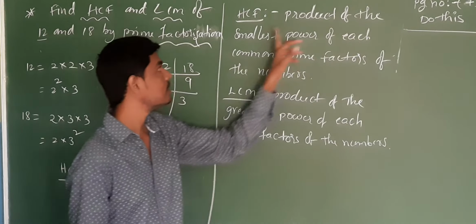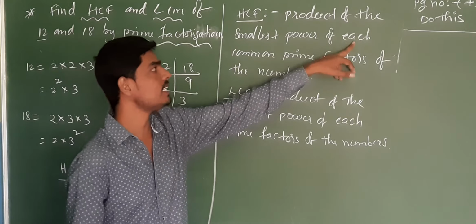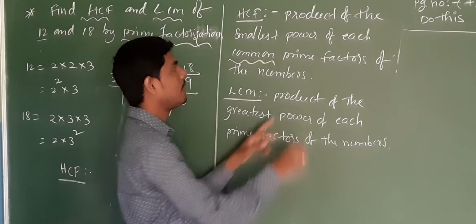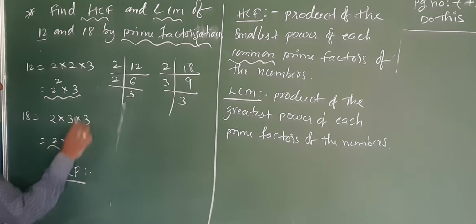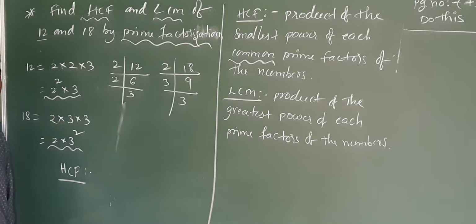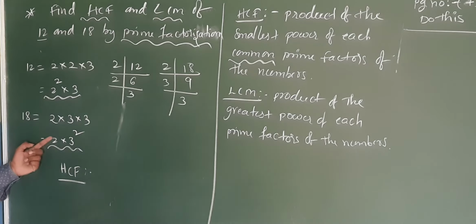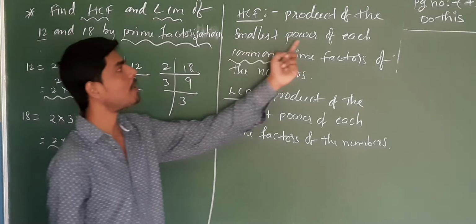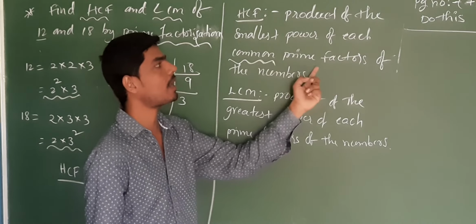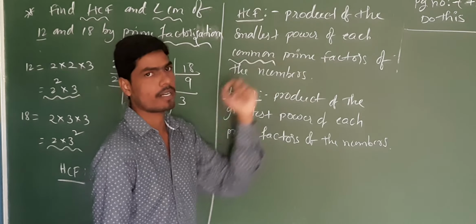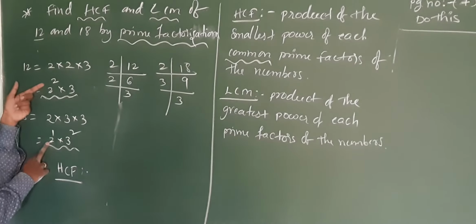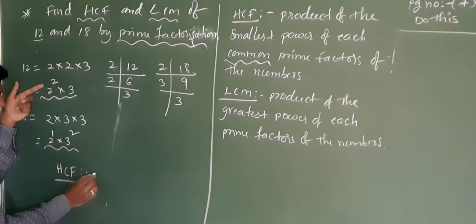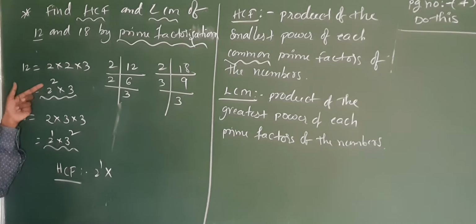HCF is the product of the smallest power of each common prime factor. Common in these two expressions, 2 is here, 2 is here. 2 squared here, 2 power 1 there. Which is smaller? 2 power 1. That we will take.